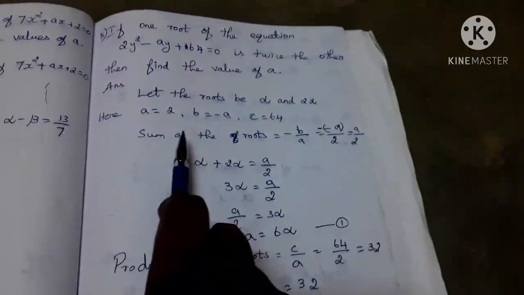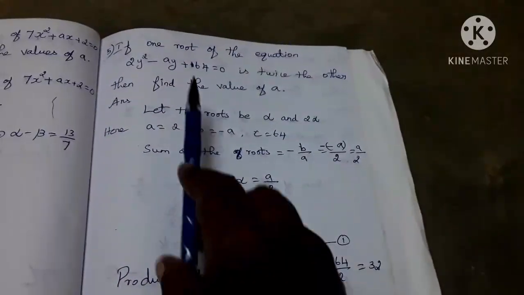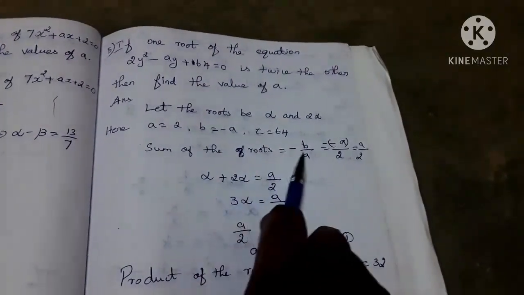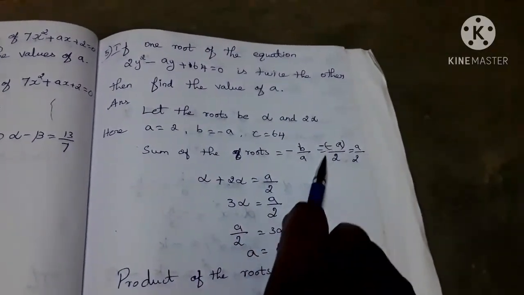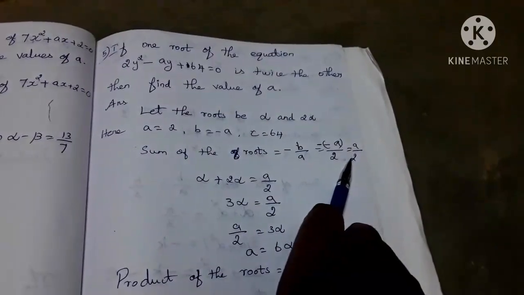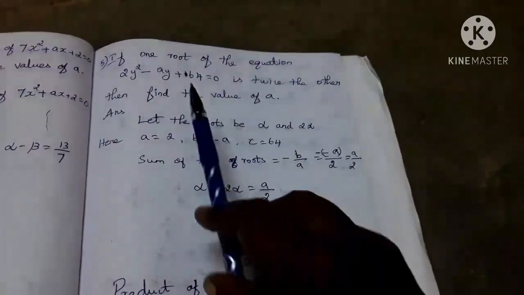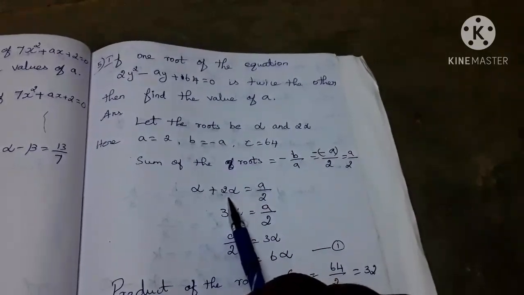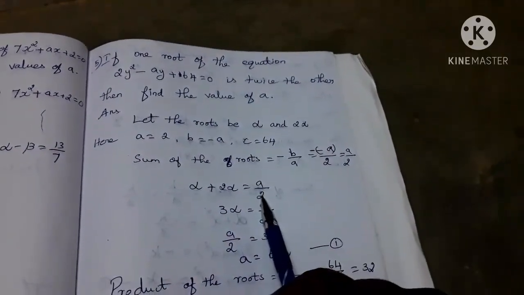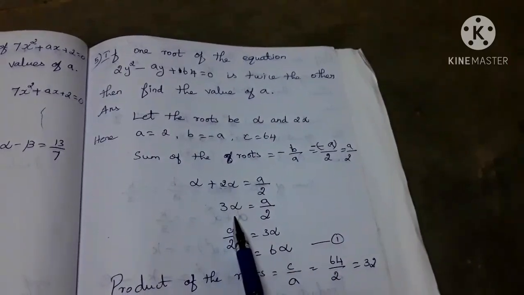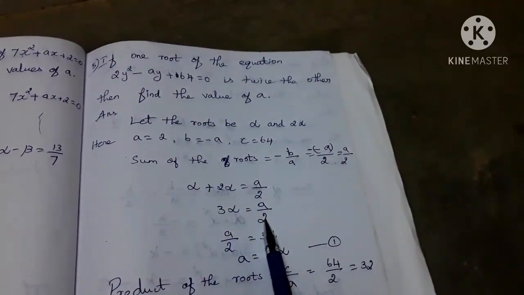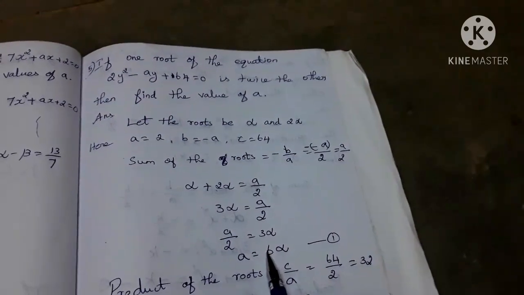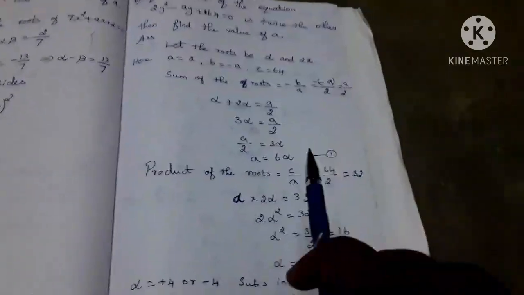So here the equation is given, a is equal to 2, b is equal to minus a, c is equal to 64. So sum of the roots, minus b by a, is a by 2. Sum of the roots means, one root is alpha, another root is 2 alpha. So alpha plus 2 alpha is equal to a by 2. Alpha plus 2 alpha is 3 alpha is equal to a by 2. So a is equal to 6 alpha. This we take as equation 1.